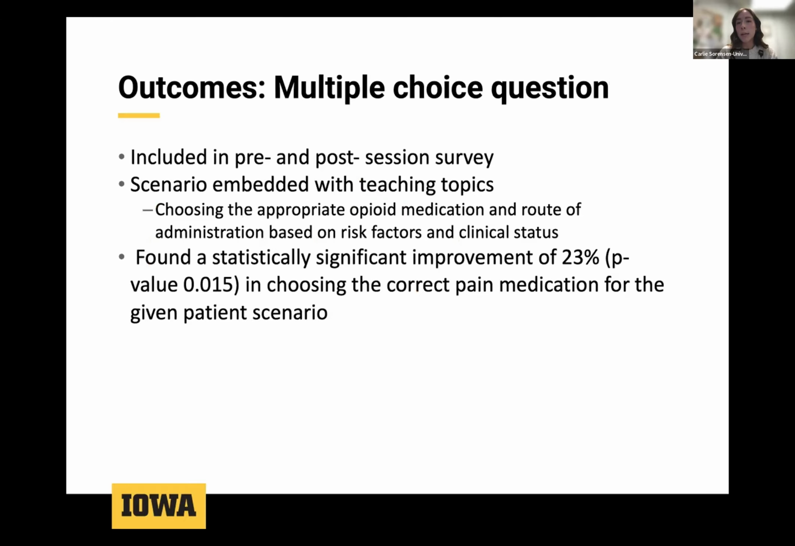We did have one multiple choice question on the survey. This was included in the pre and post session survey from the TTR course. And so the question gave a patient scenario, and the goal was for the students to identify which opioid was most appropriate based on patient risk factors, and then as well as kind of recognize those nonverbal signs of pain, and that an NCA was most appropriate for that situation. And so we did find a statistically significant improvement of 23% with a p-value of 0.015 in the learners choosing the correct pain medication for the scenario.